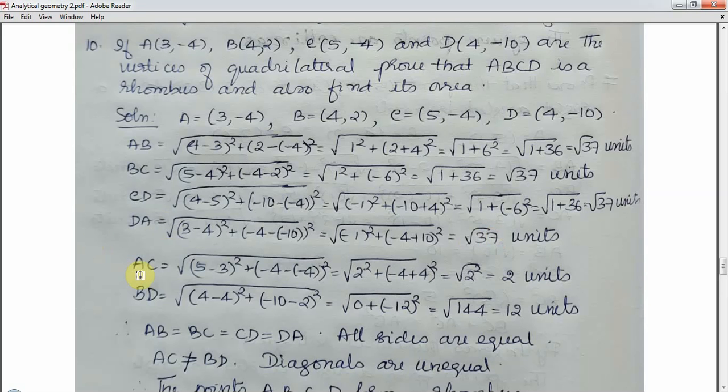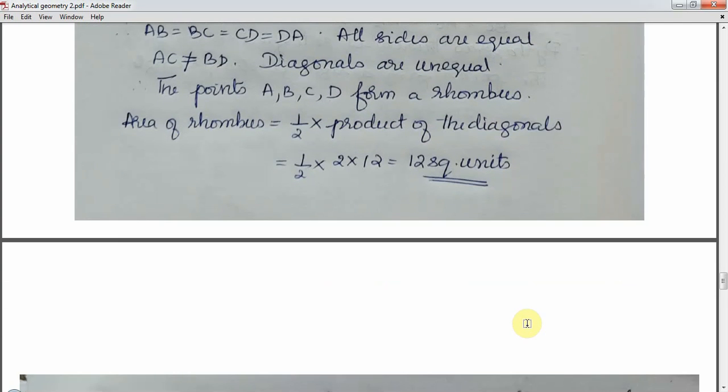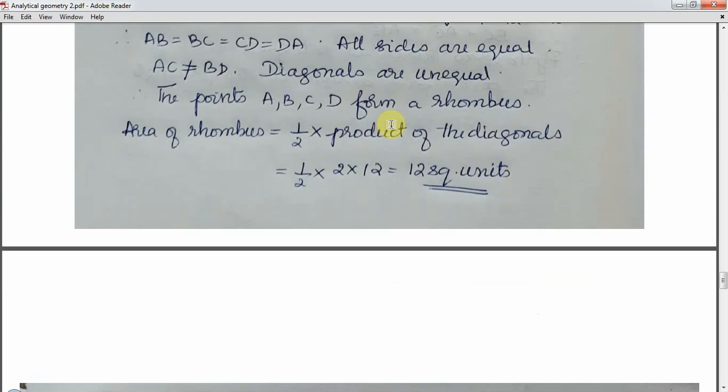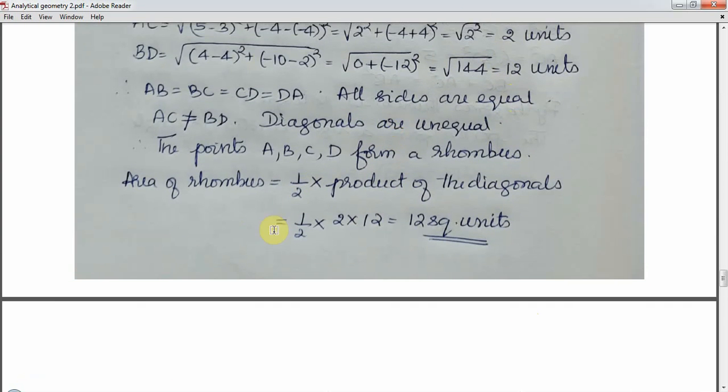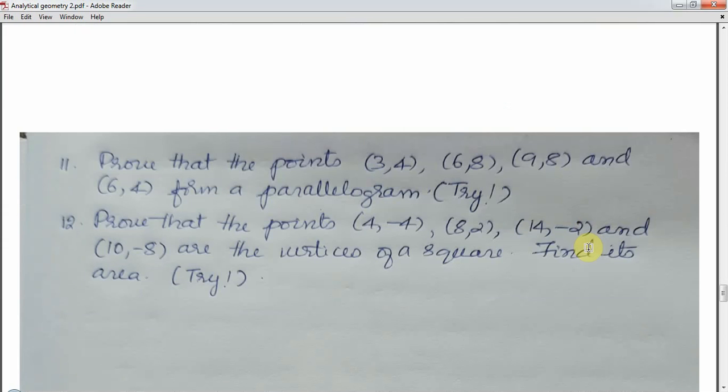So we should check what is the diagonal. To check the diagonal, we'll combine alternate points. A to C, the distance formula. B to D, the distance formula. AC is 2, BD is 12, therefore they are not equal. So diagonals are not equal, so that they form a rhombus. And area of rhombus is half into product of diagonals. The diagonals were 2 and 12, therefore half into 2 into 12, which gives me 12 square units. Therefore, this is the area of the rhombus.